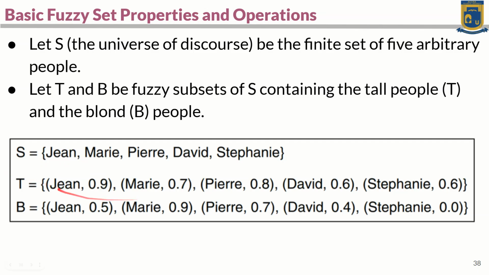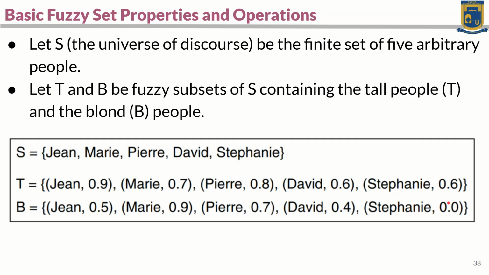When you come to blondness, you also specify the degree of blondness by saying that Jean is 0.5 or 50% blonde, Marie is 90% blonde, Thierry is 70%, David is 40%, and Stephanie is zero. If Stephanie is 0%, it shows that Stephanie's hair is not blonde. That means it's a different color altogether. Whether it is Hispanic, they have a different hairstyle.